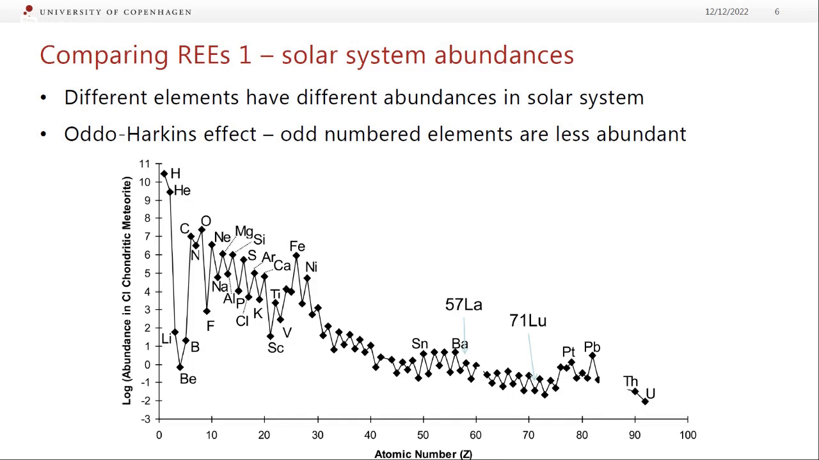But there's this effect called the Oddo-Harkins effect, and this is to do with how elements are made in stars, in supernovas, and even during the Big Bang, that we have a preference for even-numbered elements. So if we compare, say, titanium here, which has an even atomic number, to vanadium, there's more titanium in Earth and in the solar system in general.